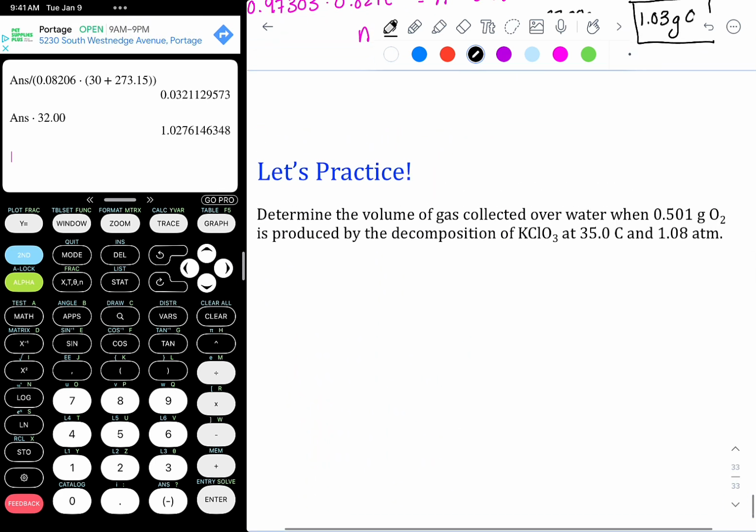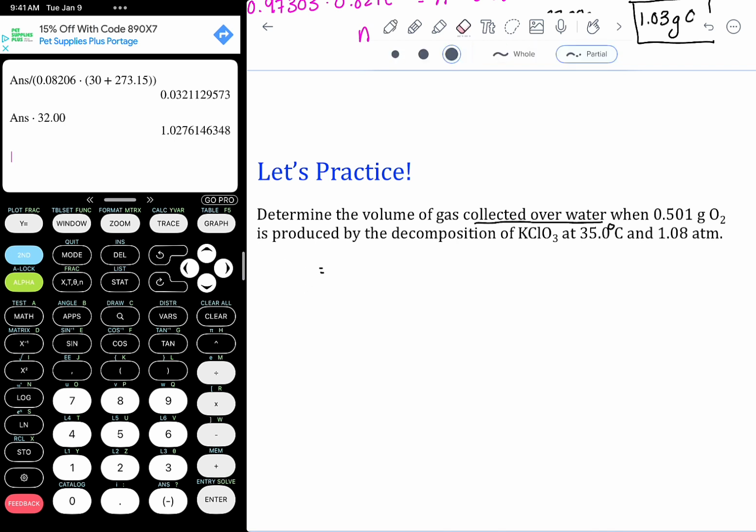Determine the volume of gas collected over water when 0.501 grams of oxygen is produced by the decomposition of KClO3 at 35 degrees Celsius and 1.08 atm. Okay, so the first thing we're going to want to do, it's collected over water, so let's solve for the pressure. P total is equal to, here we know P total, we'll just write that, we don't need to write the whole equation out. P total is 1.08 atm.